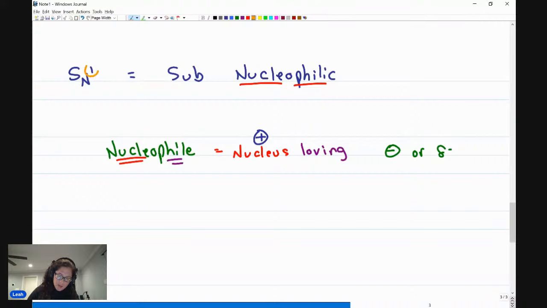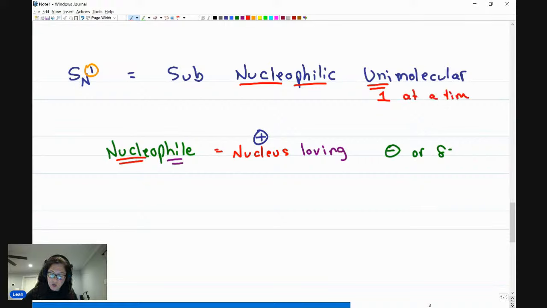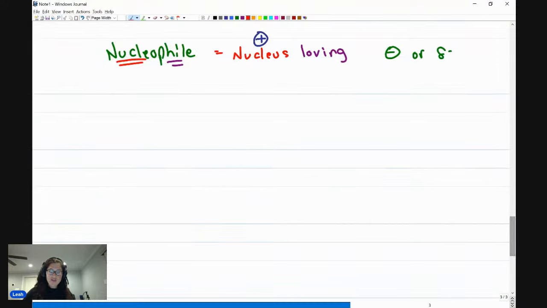The 1 in SN1 tends to confuse students a lot. It's not a one-step reaction. In fact, it's the opposite. That 1 stands for unimolecular, where uni does mean 1, but specifically it tells us 1 at a time. 1 step at a time in a multi-step reaction, where this reaction can keep going and going for quite a few steps.